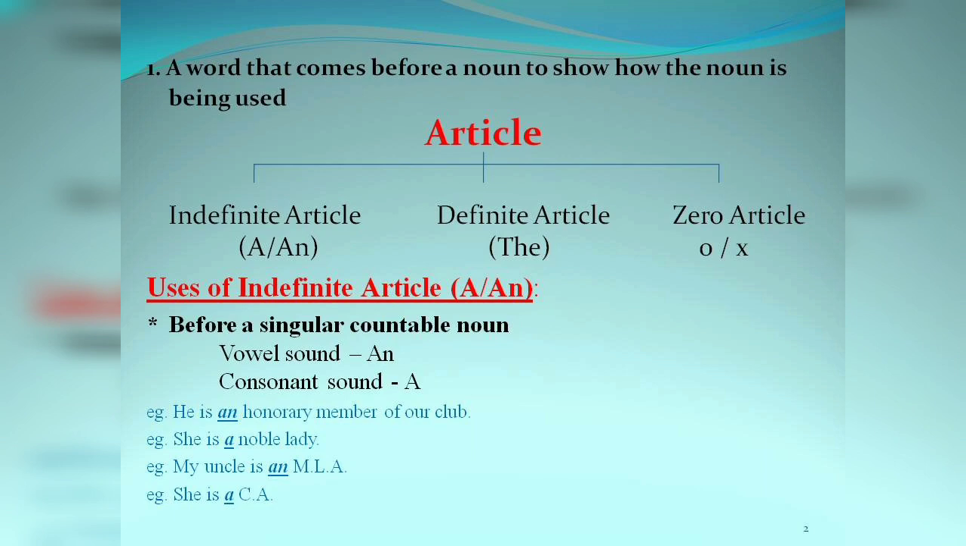Come to the next sentence. My uncle is an MLA. MLA is a singular noun, and when we say M, it starts with an E sound, which is a vowel sound, therefore we have written here an. Next sentence, she is a CA. CA is a singular noun, and C starts with an S sound, which is a consonant sound, therefore we have written here a. She is a CA.